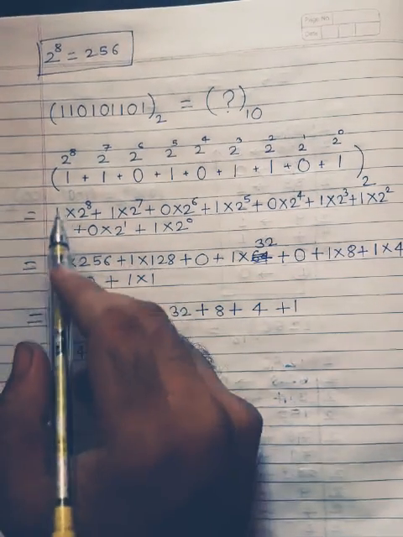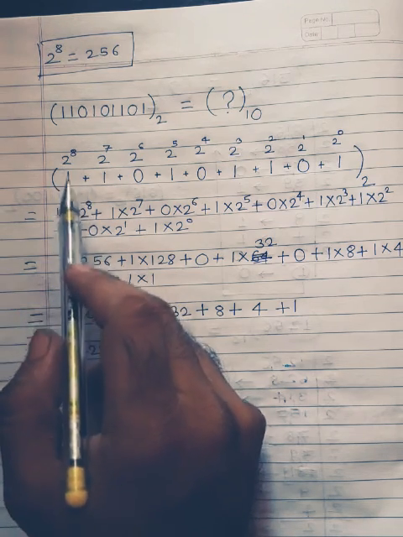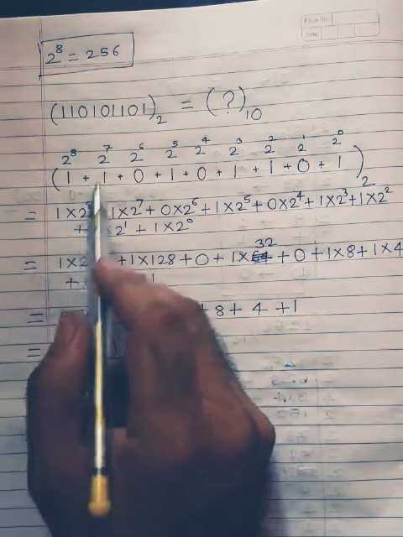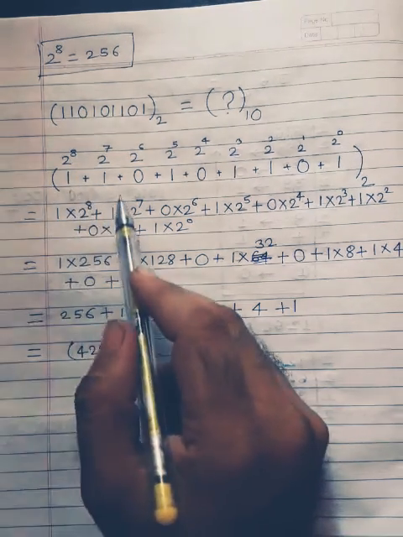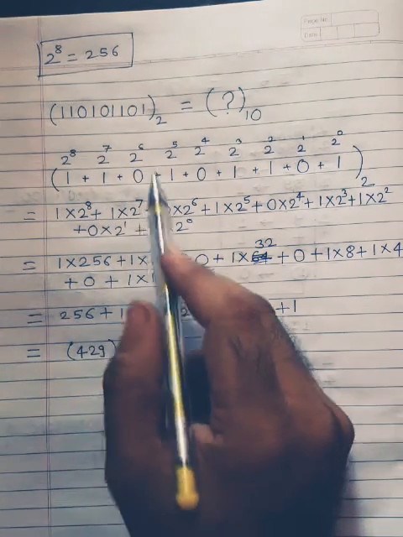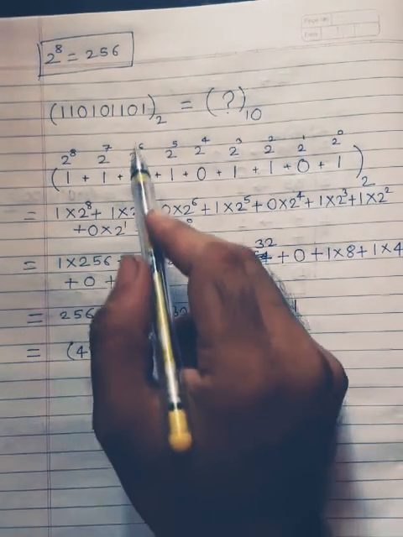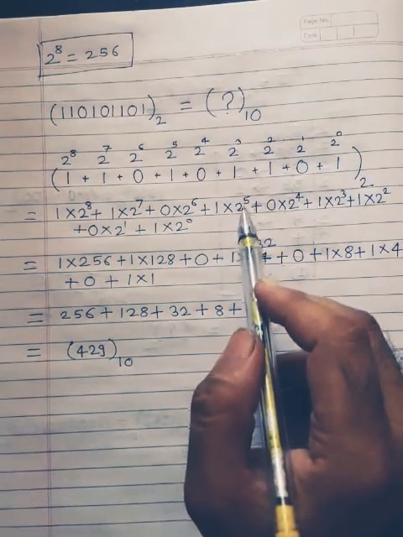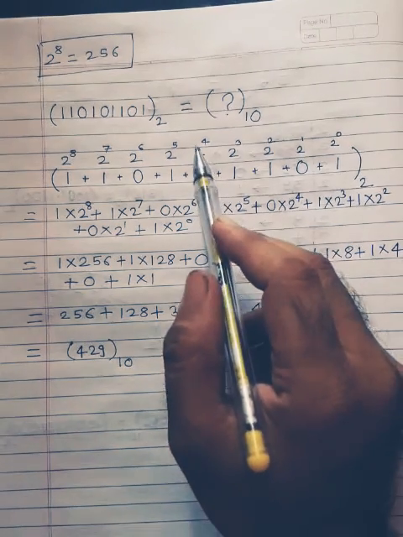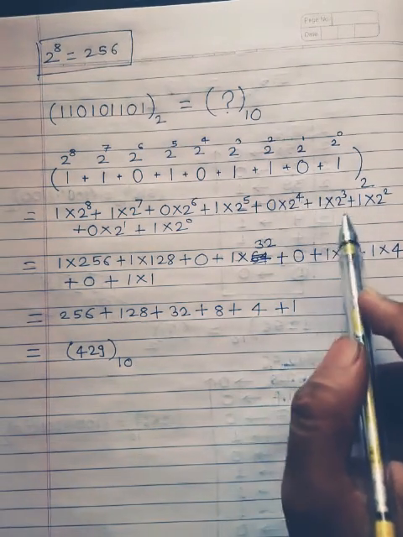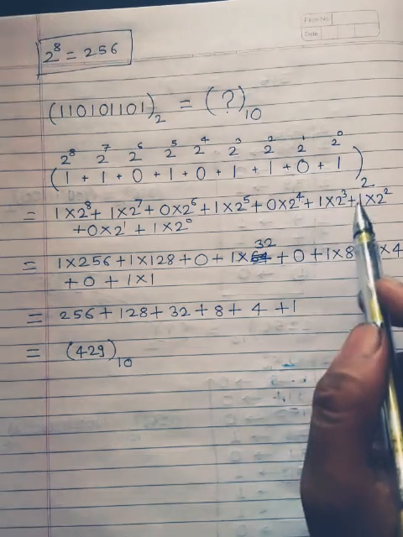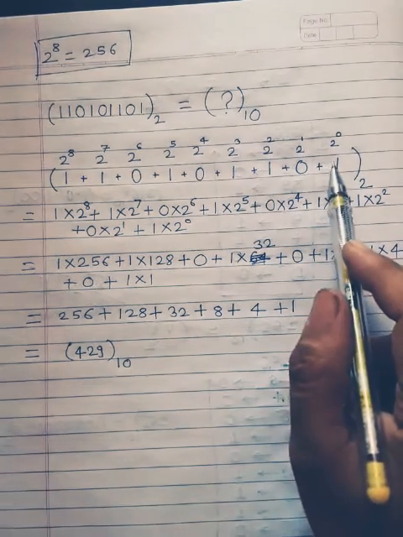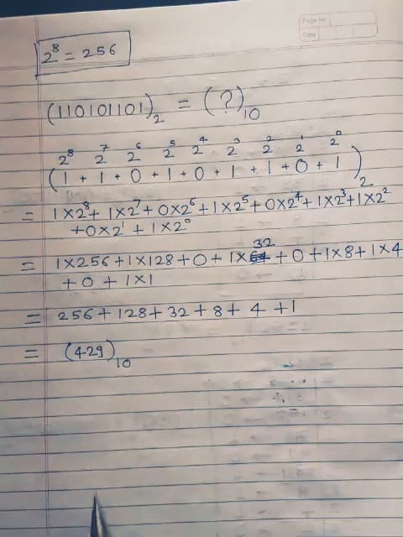Now give the equal to sign and start multiplying the power of 2 with the associated digit at the bottom. So 1 multiplied by 2 to the power 8, plus 1 multiplied by 2 to the power 7, plus 0 multiplied by 2 to the power 6, plus 1 multiplied by 2 to the power 5, plus 0 multiplied by 2 to the power 4, plus 1 multiplied by 2 to the power 3, plus 1 multiplied by 2 to the power 2, plus 0 multiplied by 2 to the power 1, plus 1 multiplied by 2 to the power 0.